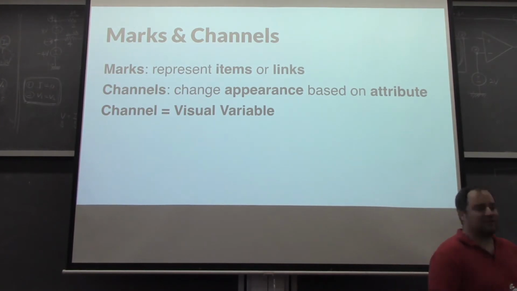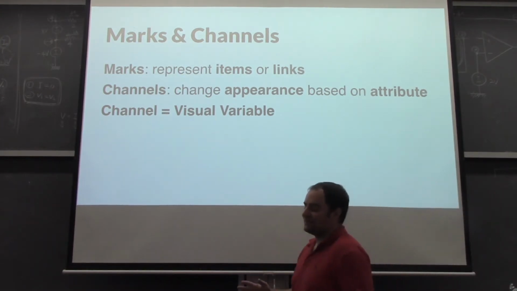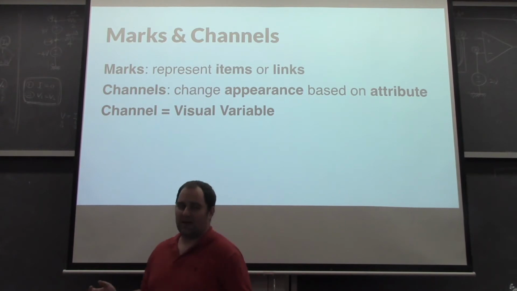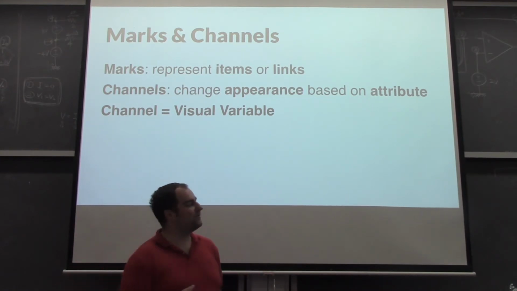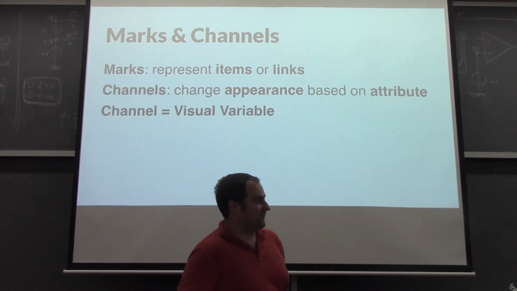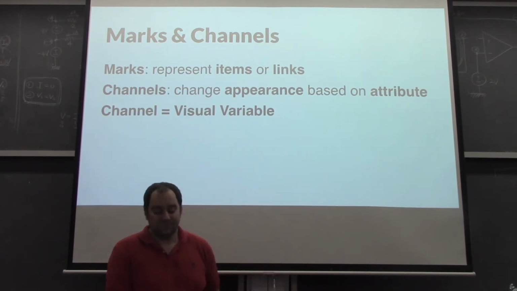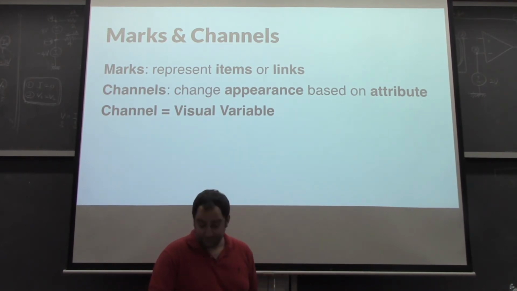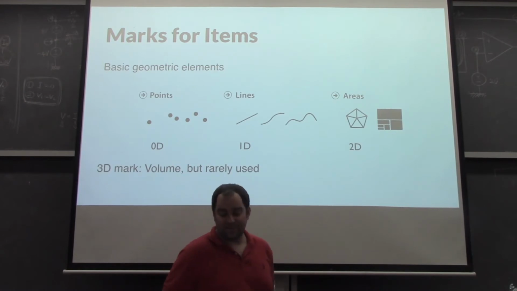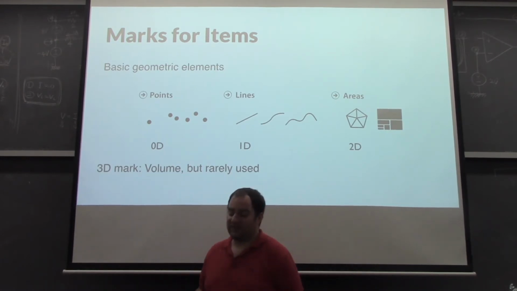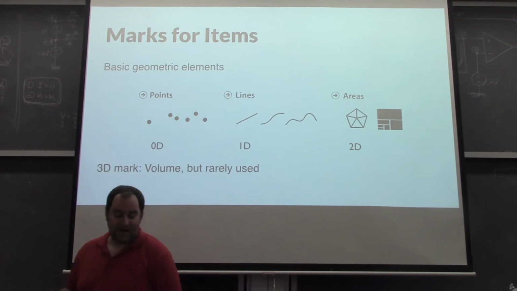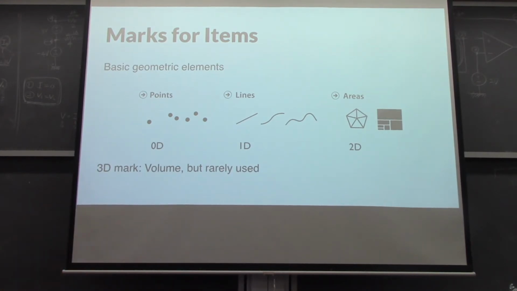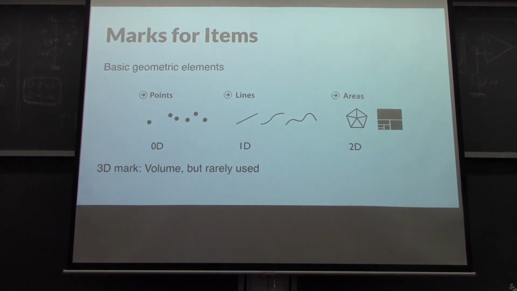Also note that in the literature you will find the words channels and visual variables used interchangeably. I also use them interchangeably. I'll try to use channel, but I've also used visual variable a lot. So these two things mean the same thing. So what are the marks for items? It could be basic geometric elements, such as points or lines or areas. So here the marks are these dashes, here the marks are the circles, here the marks are the rectangles, these areas, or here it's these points.